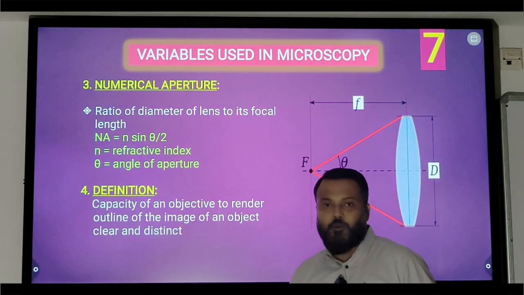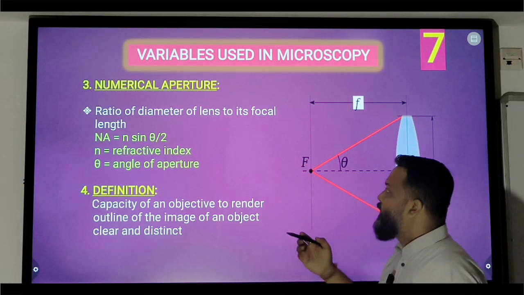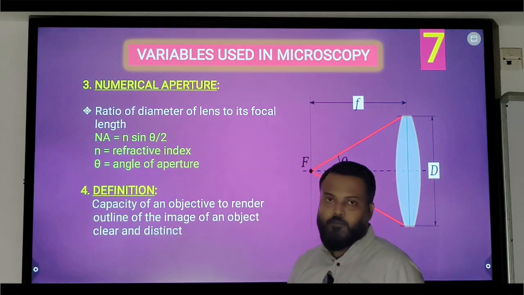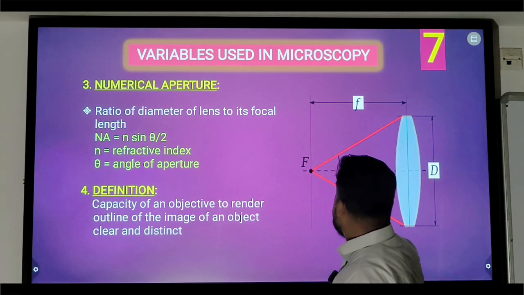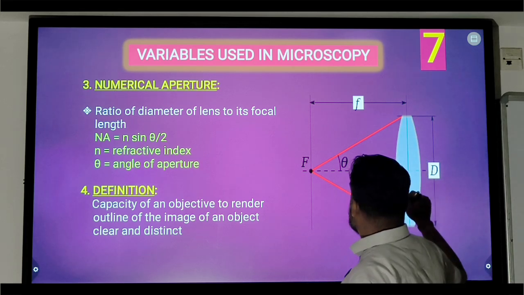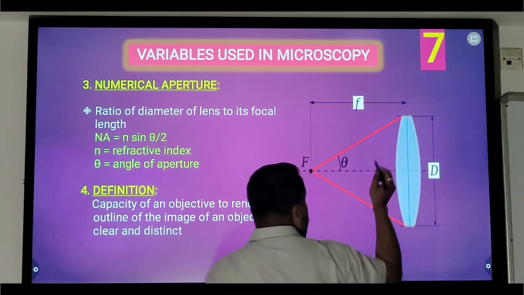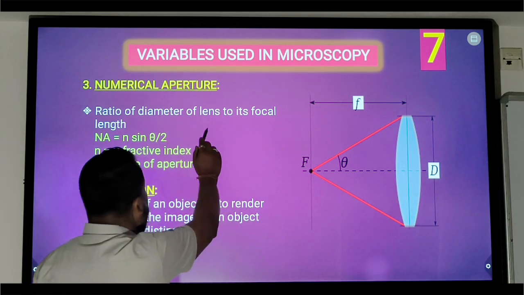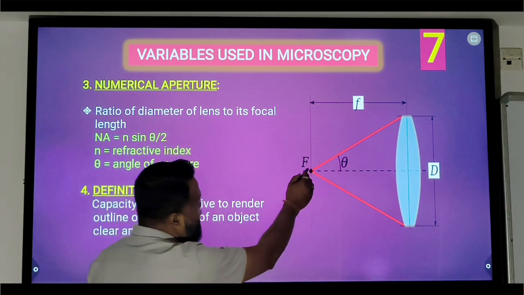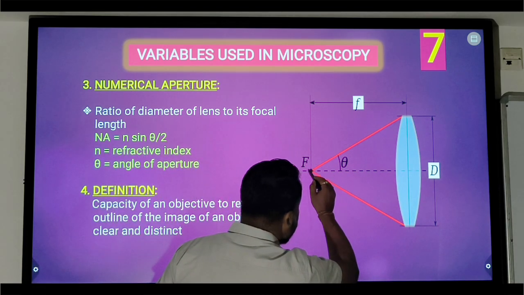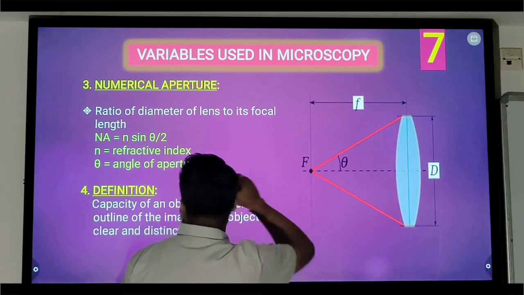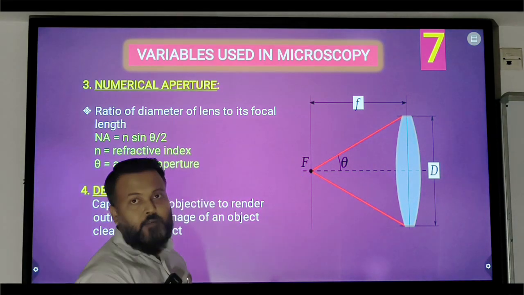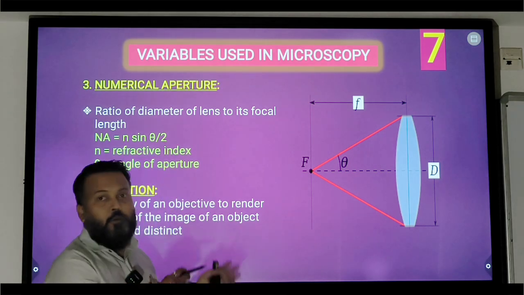Now numerical aperture. What is numerical aperture? Let us see. It is the ratio of the diameter of a lens to its focal length. Suppose this is the lens, it has a particular diameter, and this is the focal length. So if we calculate the ratio of the diameter of the lens to its focal length, then it will be your numerical aperture.